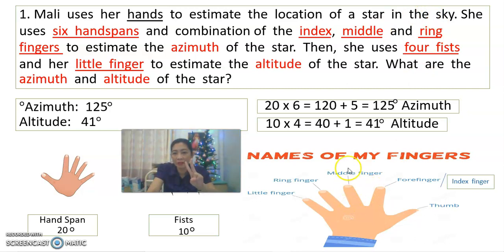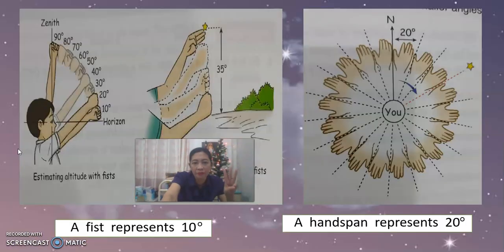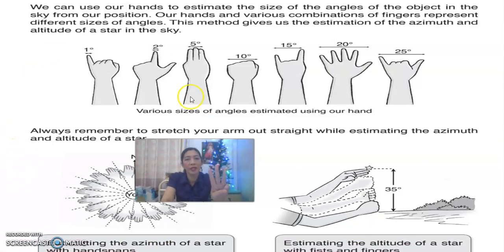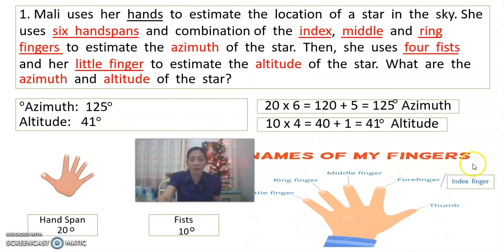middle, and ring finger. So this one is how much? This is 5. That's why 120 plus 5 equals 125 angles. So the azimuth is 125.